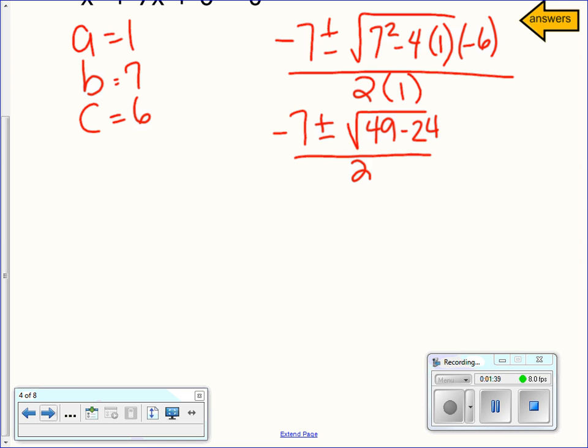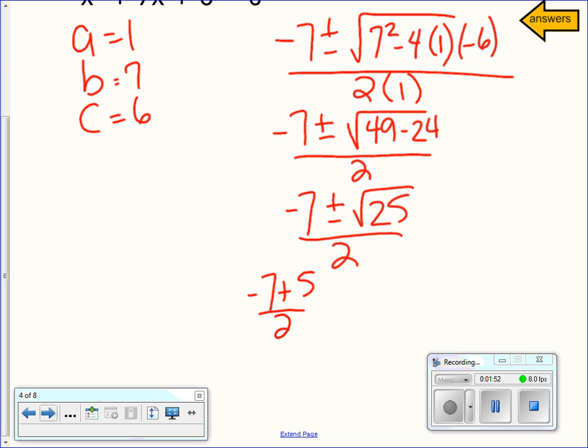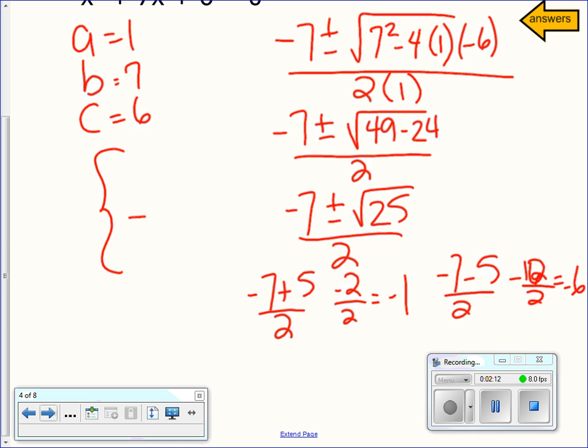We'll go ahead and subtract those. So negative 7 plus or minus the square root of 25 over 2. Bring it into two equations. So negative 7 plus 5 over 2. That gets us negative 2 over 2, which equals negative 1. And our second equation is negative 7 minus 5 over 2. So that's negative 12 over 2, which is negative 6. So my solutions are negative 6, negative 1.